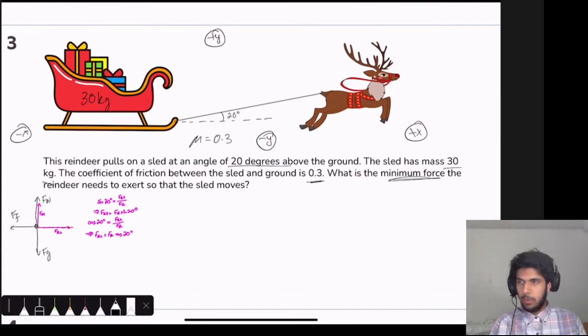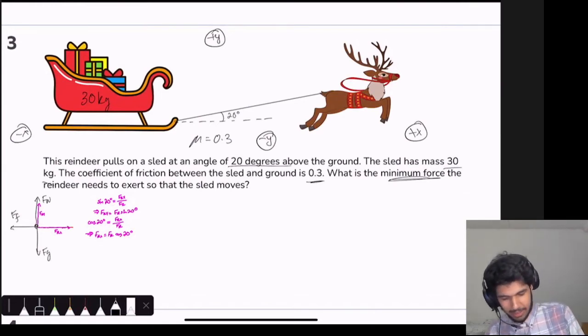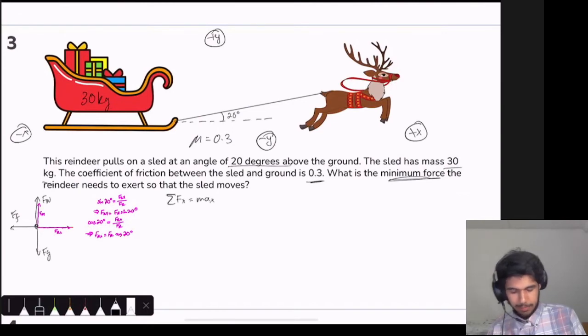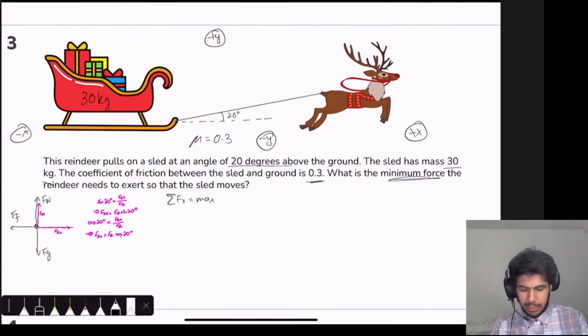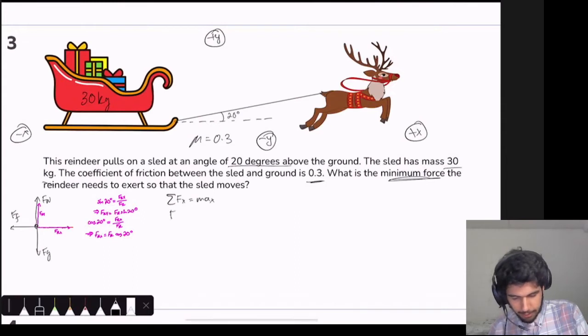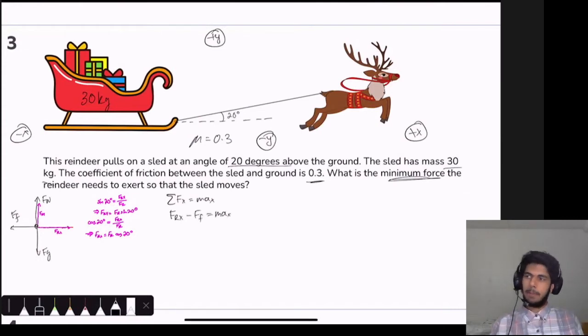So, let's do it. The sum of the forces in the x direction equals max. The force pointing in the positive direction is Frx, and then we have one force pointing in the negative direction, which is Ff, and that equals max. So now this is where things get a little bit interesting.